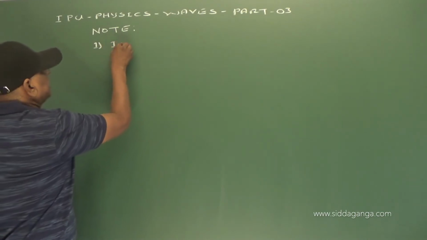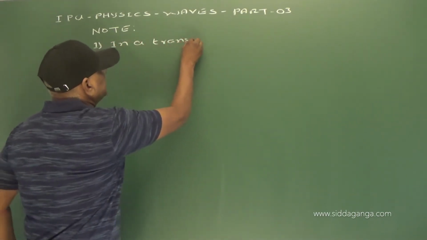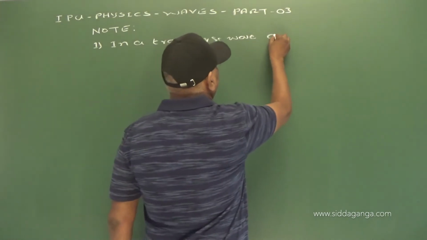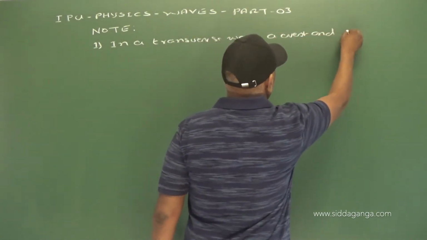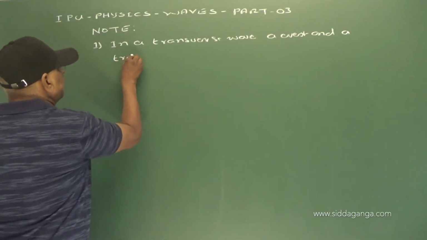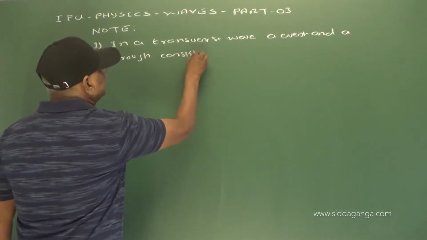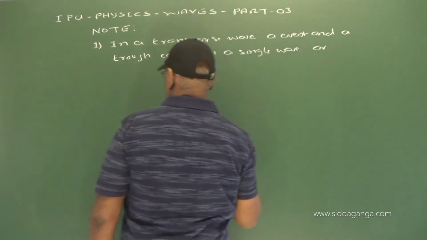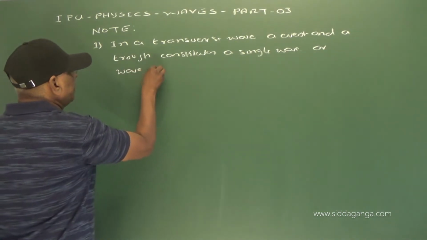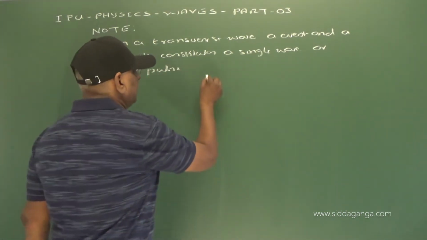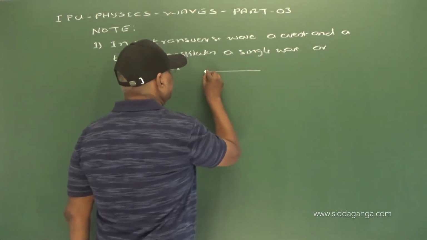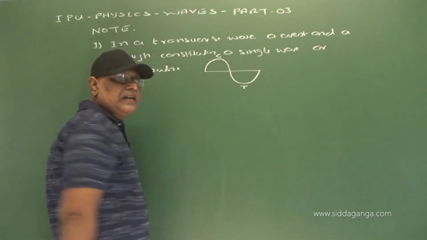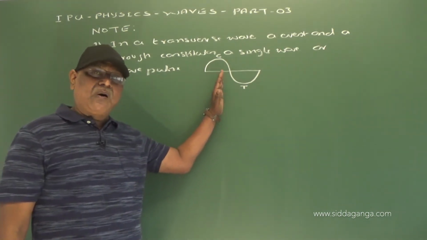So, in a transverse wave, a crest and a trough constitutes a single wave, or it is also called wave pulse. So a crest and a trough, right?